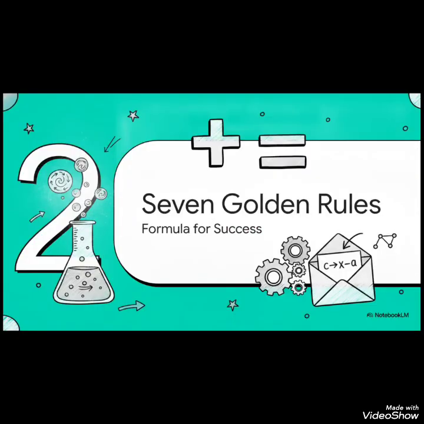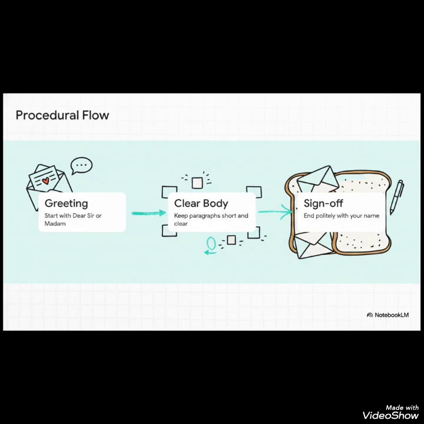Moving right along to section 2, 7 golden writing rules, the formula for success. When we look at the procedural flow, think of it kind of like a science equation. First, your input requires a proper greeting, something like "Dear Sir" or "Madam." Next, your body paragraphs absolutely must be kept short and clear. No one wants to open an email and just see a massive wall of text, right? It's overwhelming. And finally, always end politely with a sign-off and your name. It's basically the bread of your email sandwich. That greeting and sign-off literally hold the whole thing together.